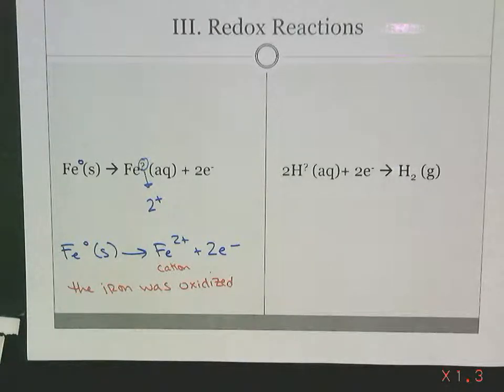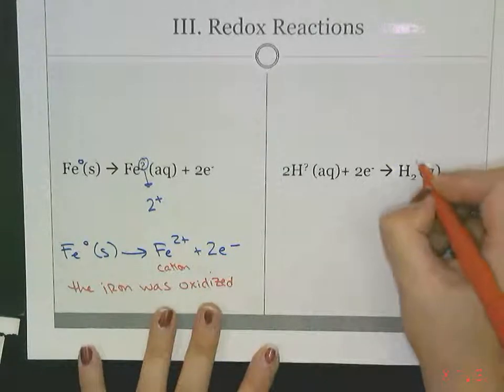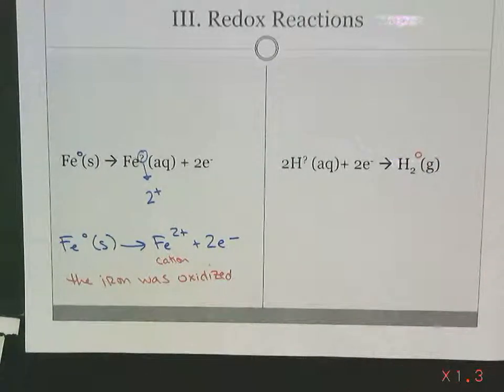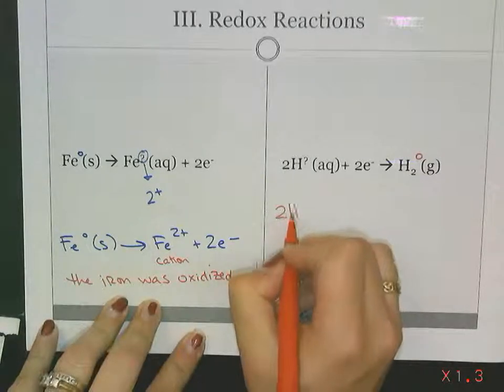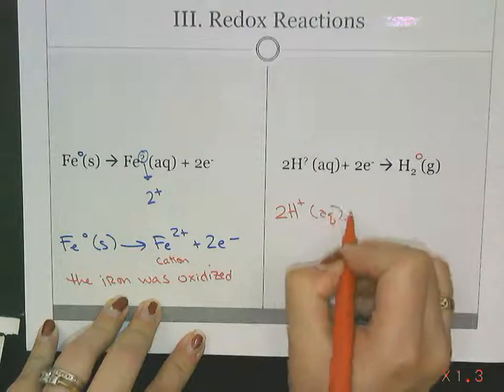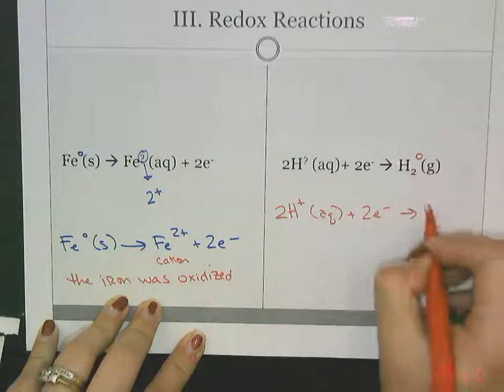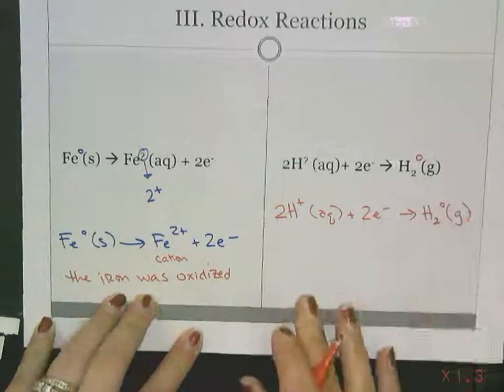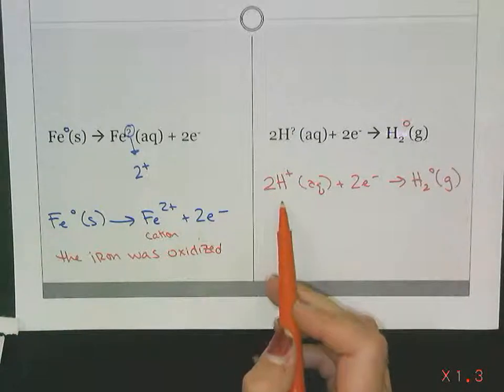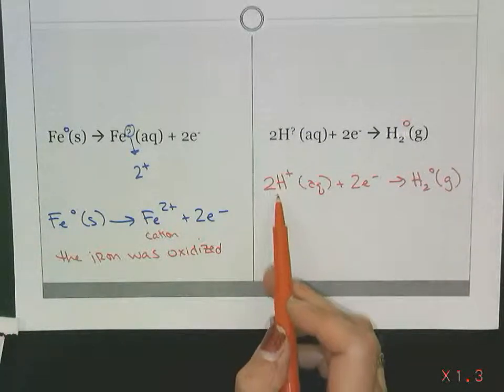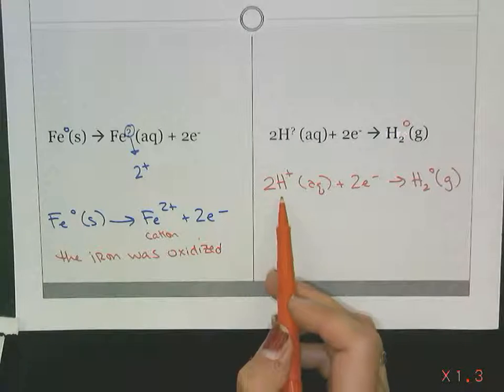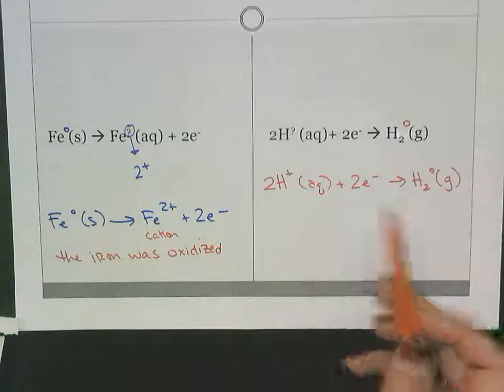Gaining 2 electrons to become hydrogen gas, which has a 0 charge. What charge would the H's have? Positive 1, right? There's 2 of them. So I would say it's 2 H pluses plus 2 electrons become H2. What's an H plus called in other lingo? Starts with a P. Proton. I have 2 protons gaining 2 electrons to make hydrogen gas, just plain old hydrogen gas.